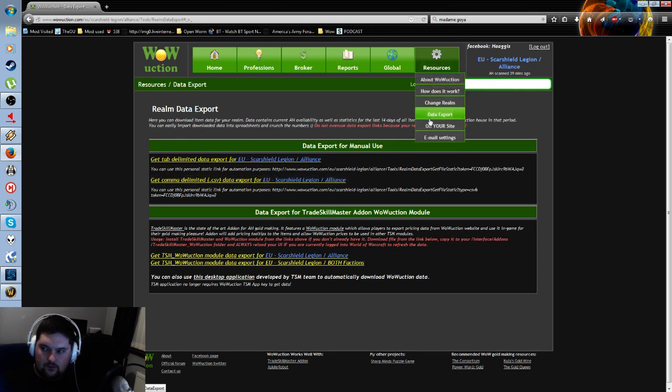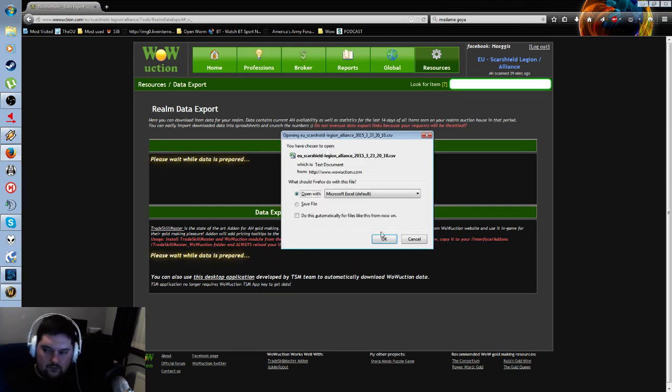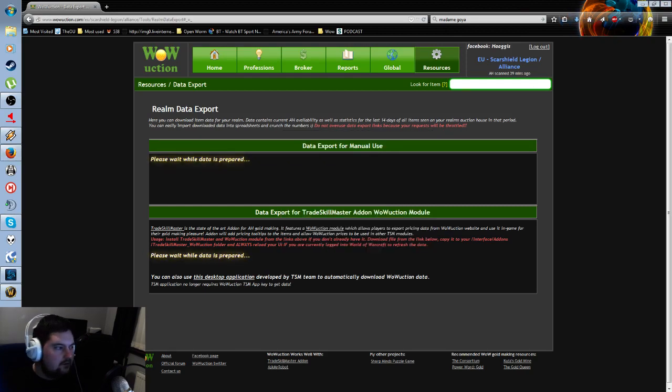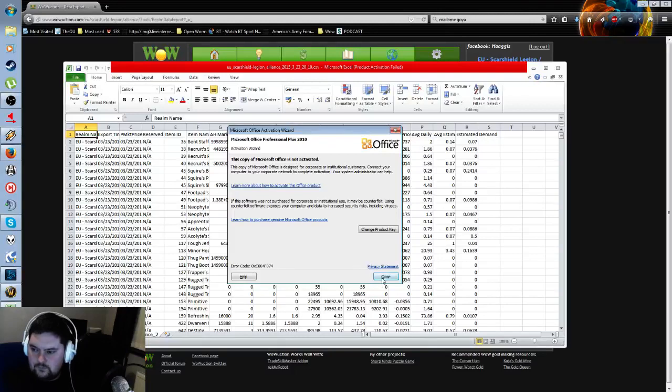So you go into data export, it brings this up. You can see I've selected my server and you get the comma delimited CSV file for your server. You don't need to save it. You can save it if you want to use later on, but I just open it. So you can now see that it's open.